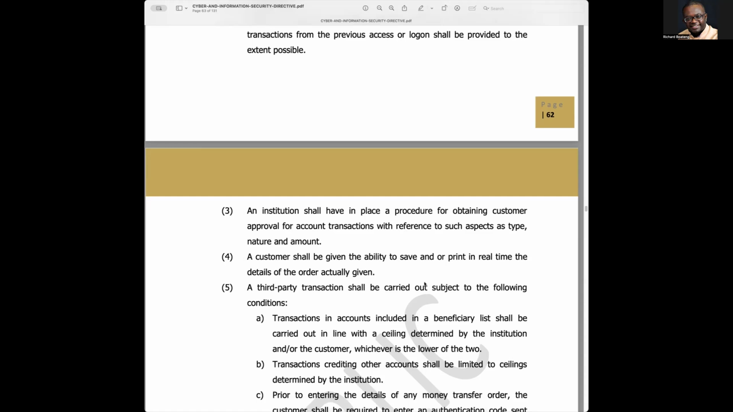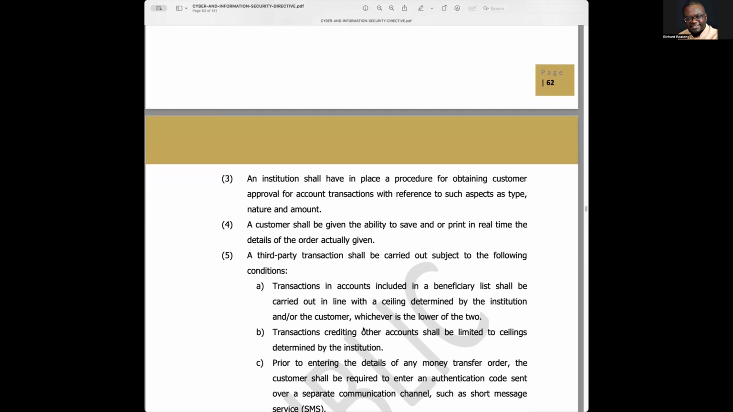A customer shall be given the liberty to save or print in real time the details of the order actually given. Okay, is this true? Do the banks allow you to print your transaction? Third-party transactions shall be carried out subject to the following condition. Transactions in the account included in the beneficiary list shall be carried out in line with the ceiling determined by the institution or the customer. This one is true. I see it in Stanchart.